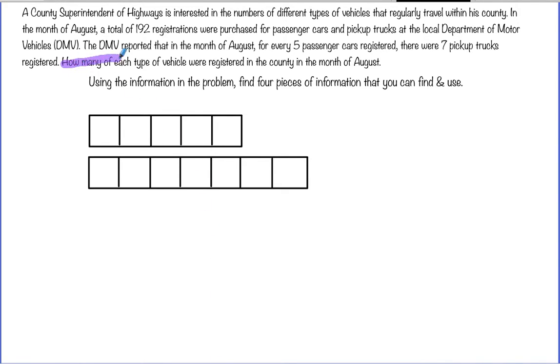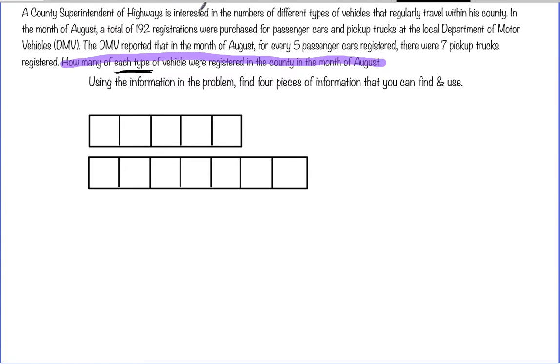We want to know how many of each type of vehicle were registered in the county in the month of August. All right, so I'm going to actually underline here each type. That's important that I want to know each type. So this actually tells me that I'm going to have multiple answers. Right now I don't know how many. I have to look at the information in the problem and find out. So let's go through and read.